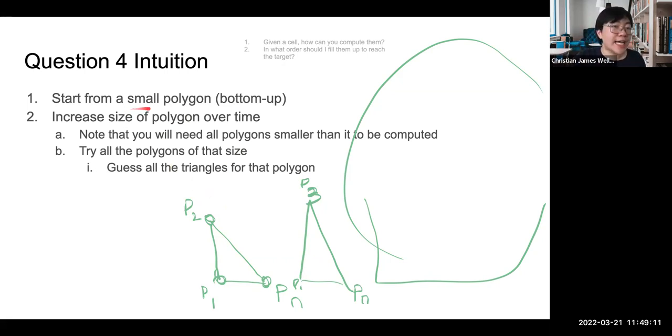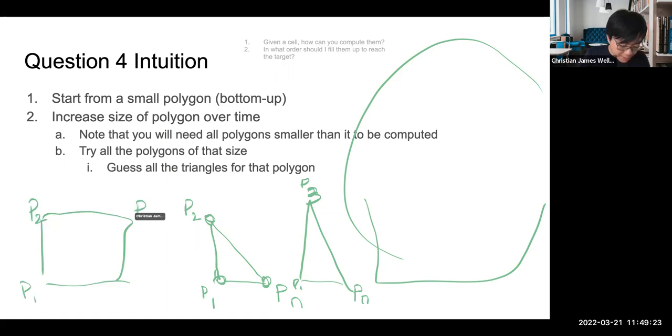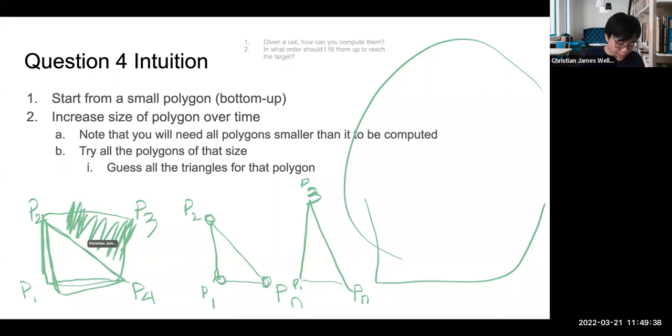And we increase the size of the polygon over time. Once you are done with all the triangles, try all the quadrilaterals, like P1, P2, P3, P4. Fill this up. How we solve for the quadrilateral is literally by guessing the first triangle and then recursing on the rest. Because we have already computed the smaller triangle, like P2, P3, P4, we are in the correct order. So we start from a small polygon and then increase in size.